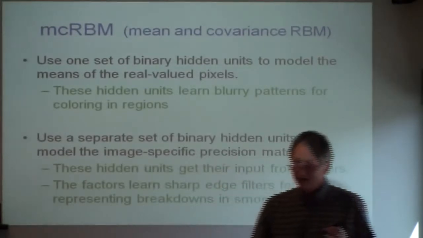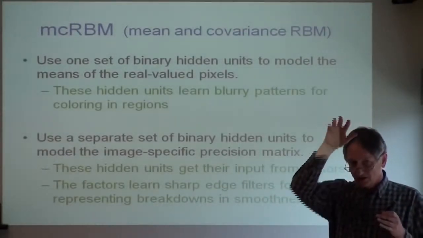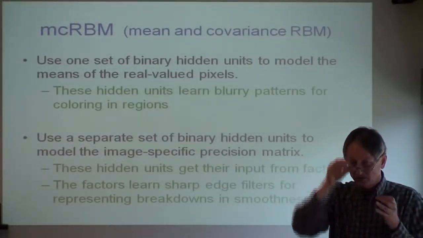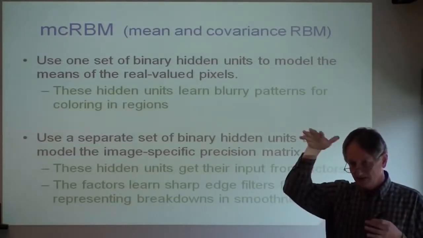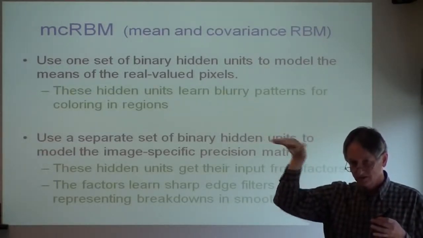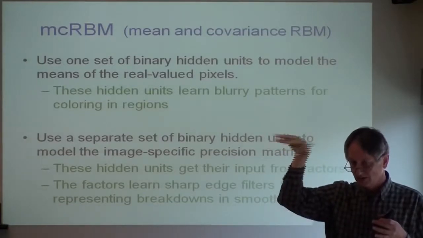And what we're going to do is we're going to have some hidden units that are using these three-way interactions to model covariances between pixels, and other hidden units that are just modeling the means. And so, for mean and covariance, we call this mcRBM.